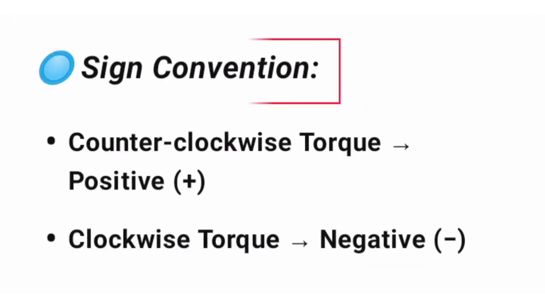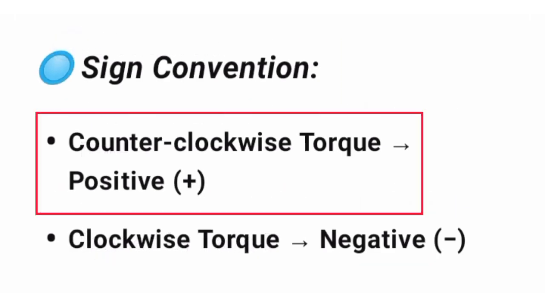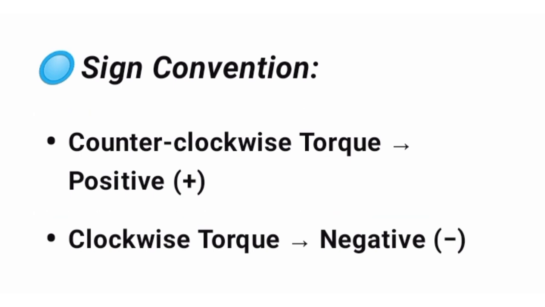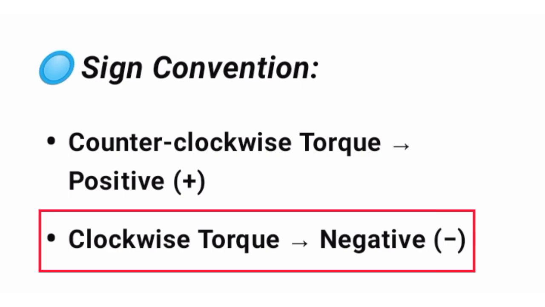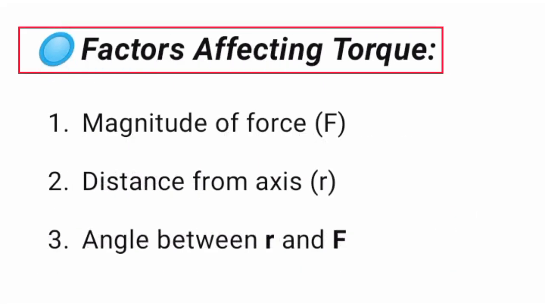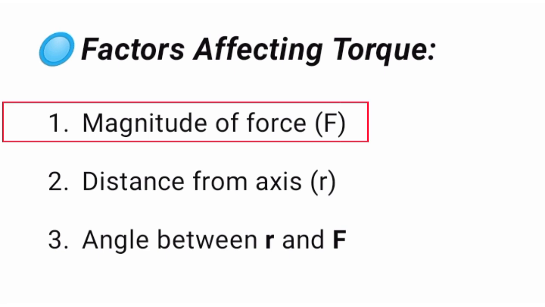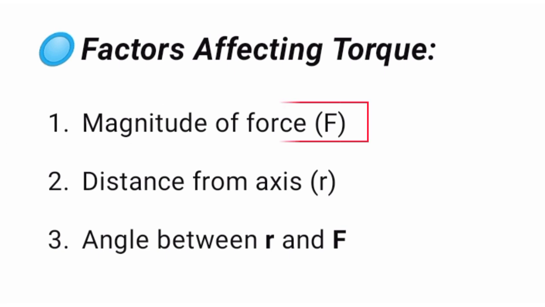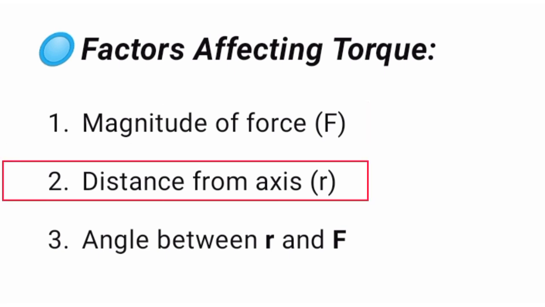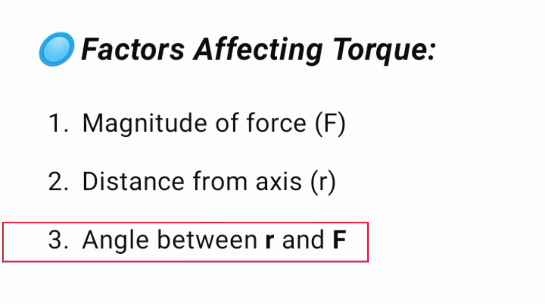Sign convention: if the torque causes counterclockwise rotation, it is taken as positive. If the torque causes clockwise rotation, it is taken as negative. Factors affecting torque: 1. Magnitude of the force. 2. Distance from the axis of rotation. 3. Angle between the position vector and the force vector.